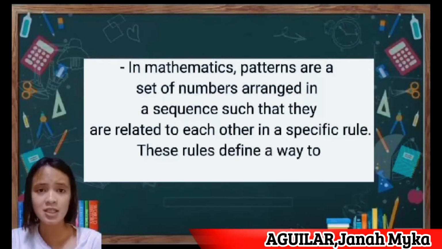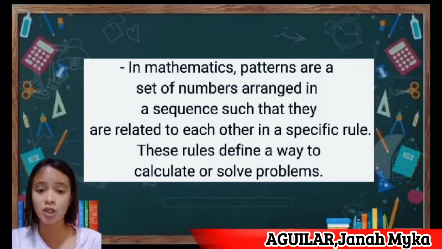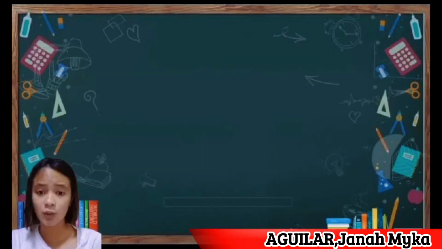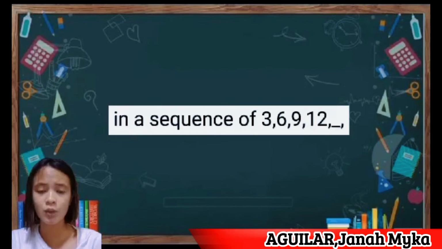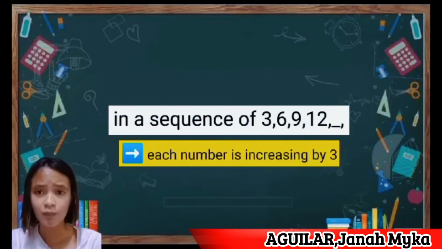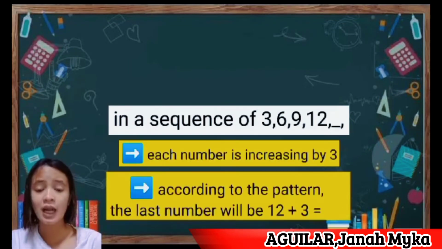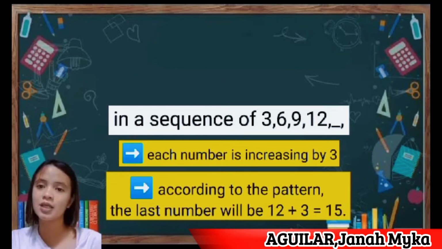So in mathematics, patterns are a set of numbers arranged in a sequence such that they are related to each other by a specific rule. So the rule defines a way to calculate or to solve problems. For example, in a sequence 3, 6, 9, and 12, each number is increasing by 3. So according to the pattern, the next number will be 12 plus 3 equals 15.